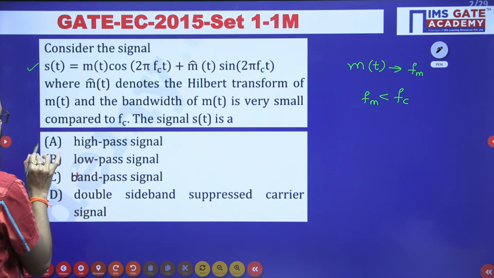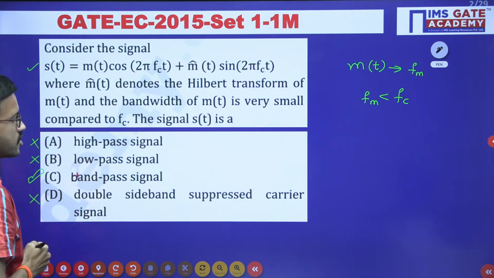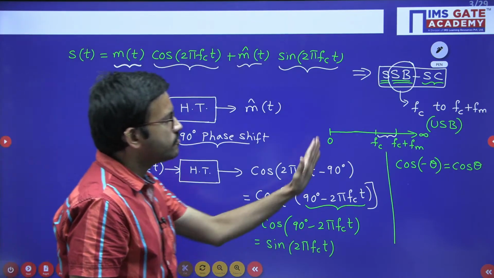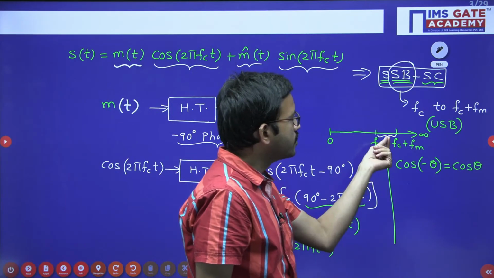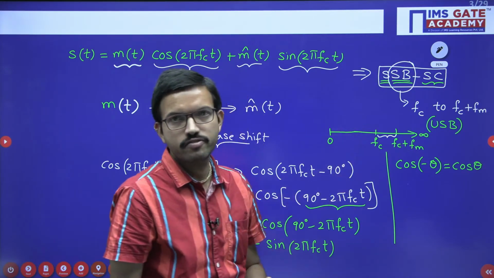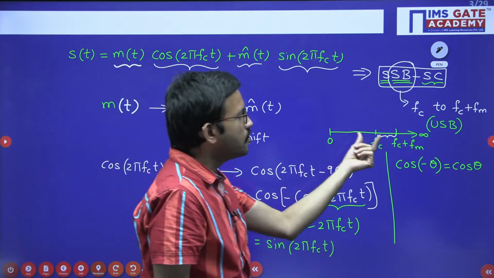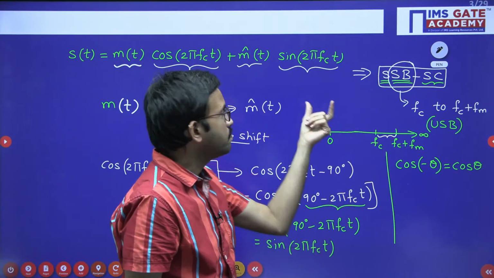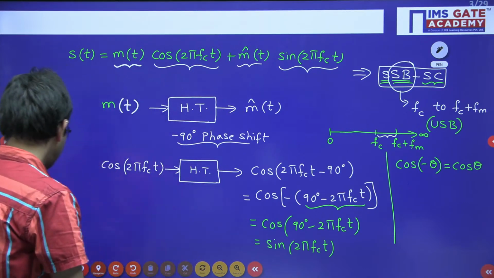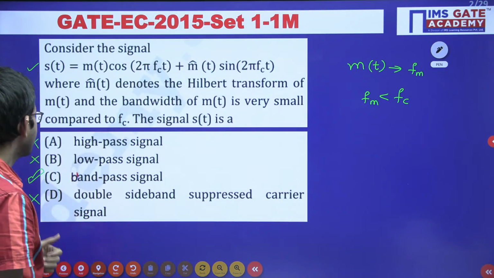Option A is a high pass signal, that is not correct. Option B is a low pass signal, that is also not correct. We are passing some band of frequencies, either from the center frequency to the upper cutoff frequency, or from the lower sideband cutoff frequency to the center frequency or carrier frequency. Since we are passing only some band of frequencies, the given equation represents a band pass signal. I hope it is clear for everyone. So the answer for this question is option C.